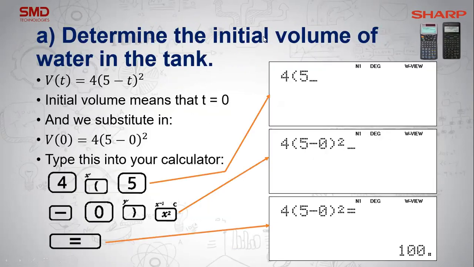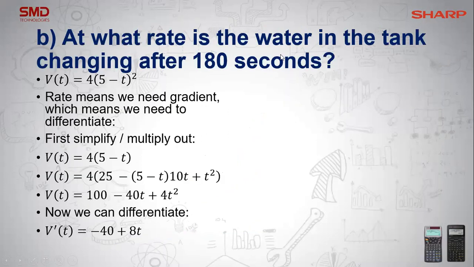Initial means 0. So in other words, at the time 0, we want to find out how much total we have in our tank. So we can just substitute that 0 and find our answer. You could do it if your mental maths was strong as well. And then the next question is, at what rate is the water in the tank changing? So rate, again, is a hint word.